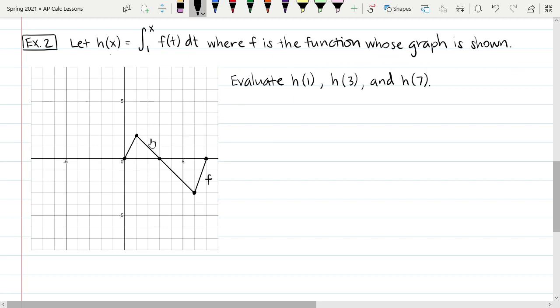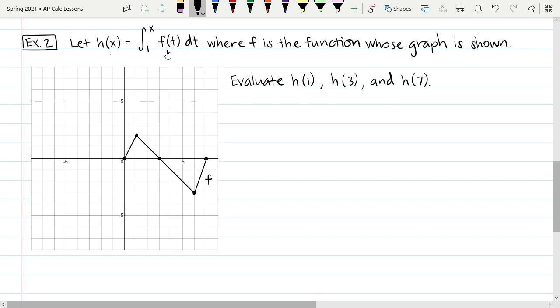So this graph made up of 3 line segments, this is f of t, or f of x, doesn't really matter. This is f of something. And we're trying to evaluate h of 1, h of 3, and h of 7. Now, unlike the previous example, I don't actually have a specific equation for f of t, so I can't quite approach this the same way that we did in example 1.